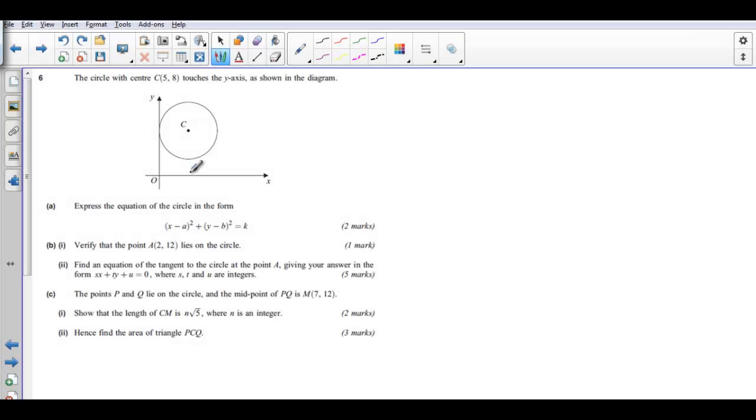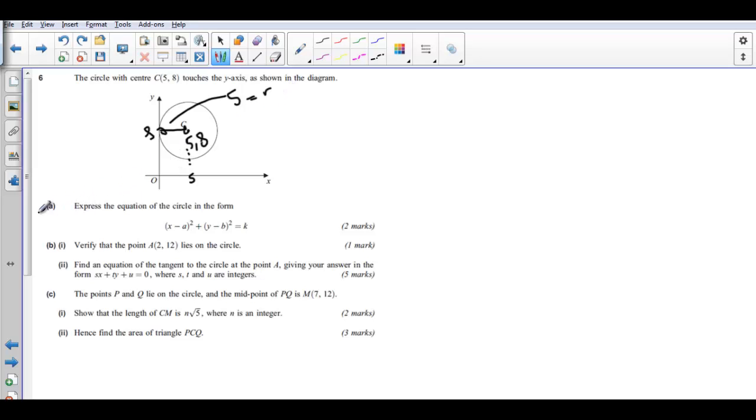We've got a circle geometry question this time, and we're told that we've got a circle with the centre 5, 8, just touches the y-axis. That's interesting, isn't it? Because that means we know that distance, because that x value is 5 and the y value is 8. We know this distance across here must be 5, which happens to be the radius of the circle.